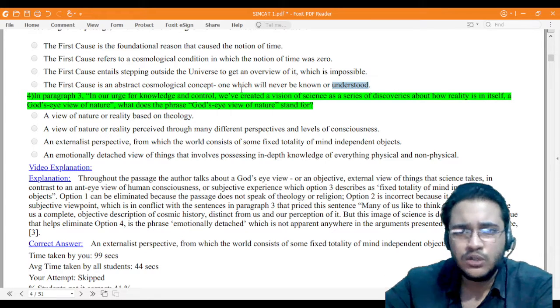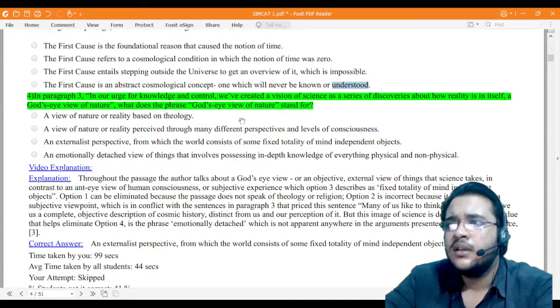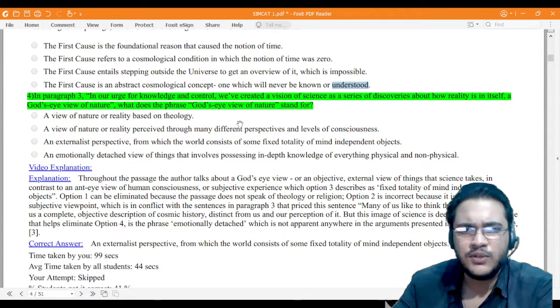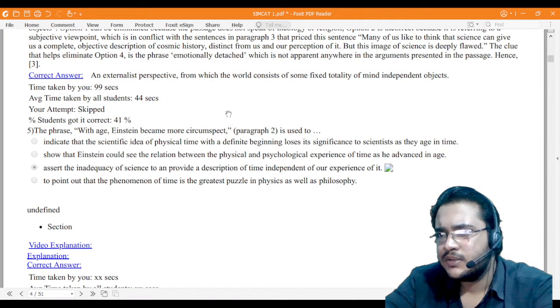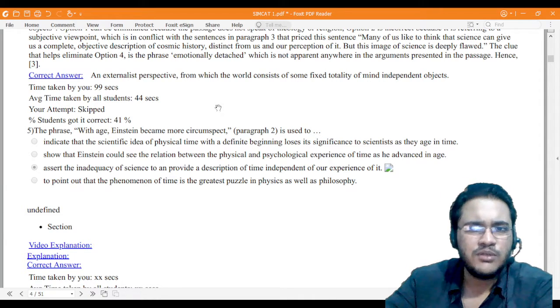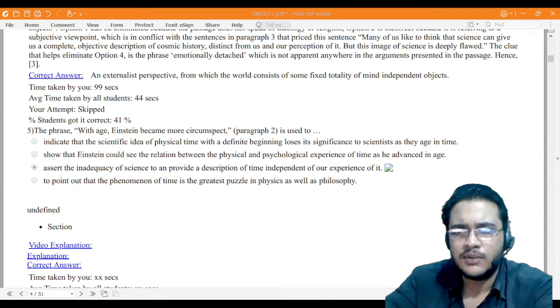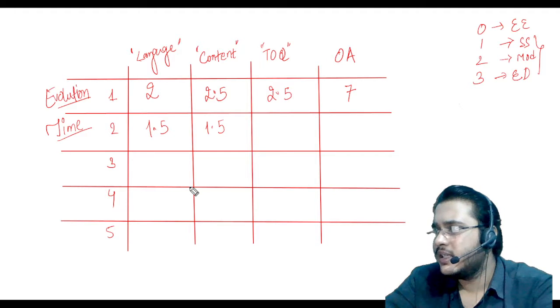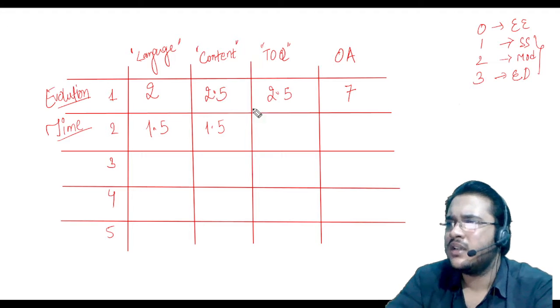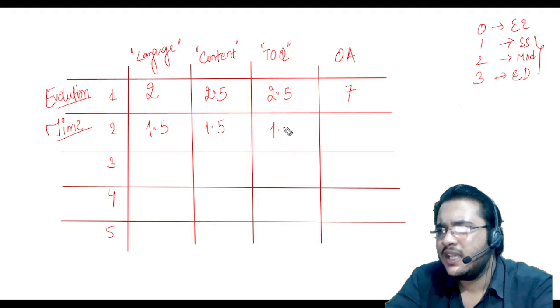So two questions so far are direct, not infer type. Let's see the last one. The phrase with age Einstein became more circumspect, paragraph number 2, is used to. Again, this is a direct question. I'm not going to rate it moderate on the type of questions. I'm going to give it a 1.3 or something.